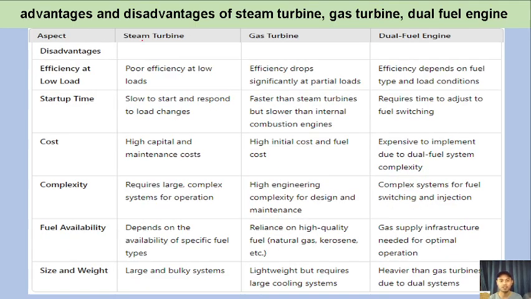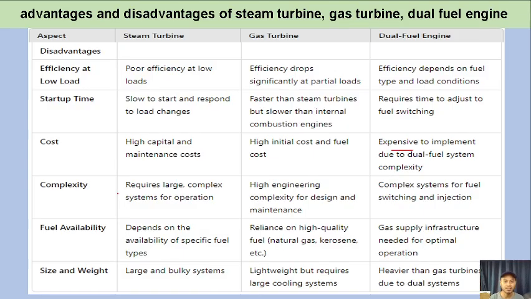Okay, disadvantages. So steam turbine has poor efficiency at low loads. Gas turbine efficiency drops significantly at partial loads. And for dual fuel engine, efficiency depends on fuel type and load conditions. Startup time: slow to start and respond to load changes for steam turbine. Faster than steam turbine but slower than internal combustion engine for gas turbines. And requires time to adjust to fuel switching, that's for dual fuel engine. Cost: high capital and maintenance cost for steam turbine. Gas turbine, high initial cost and fuel cost. Dual fuel engine, expensive to implement due to dual fuel system complexity.